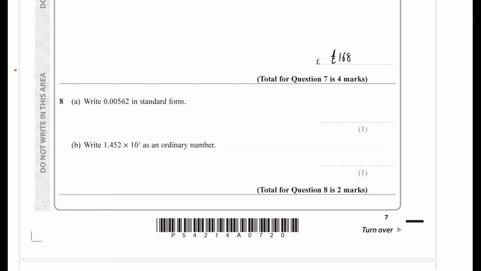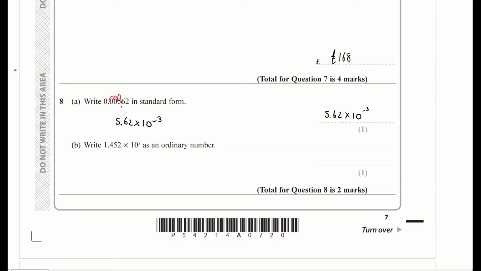Question 8a, write 0.00562 in standard form. So your decimal point must fall between two numbers from 1 to 10. So my decimal point is going to go between the 5 and the 6, so it's going to go 5.62. I then have to look at moving my original decimal point to my new decimal point. So I'm just going to count how many jumps that is: 1, 2, 3. So that gives me 5.62 multiplied by 10 to the power of negative 3. And it's negative 3 because it is an extremely small number, a decimal number here.